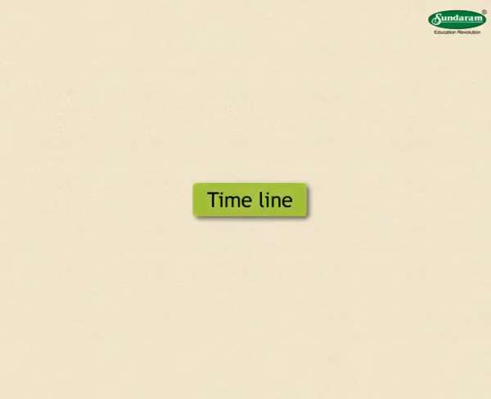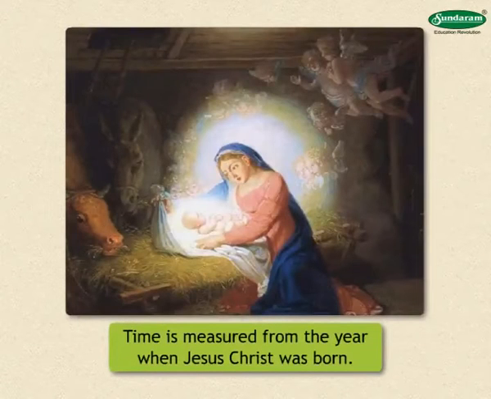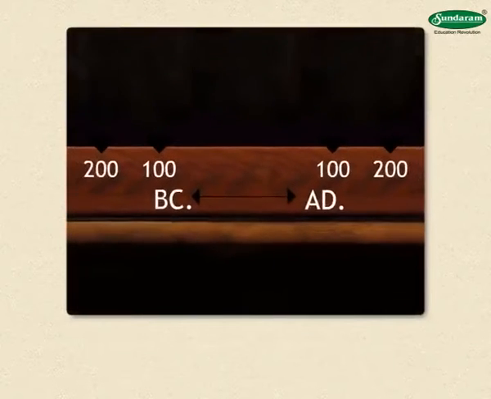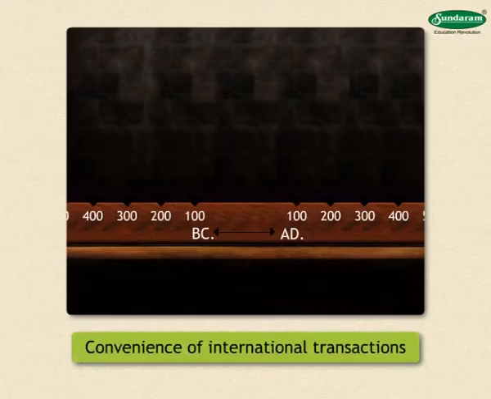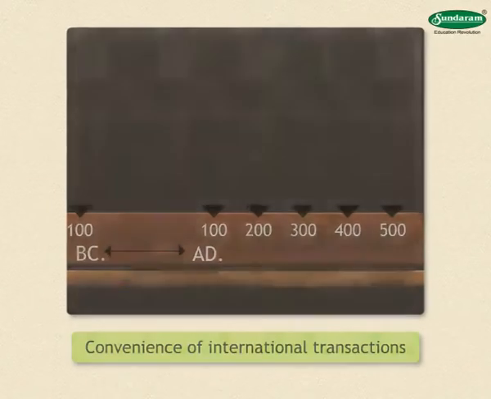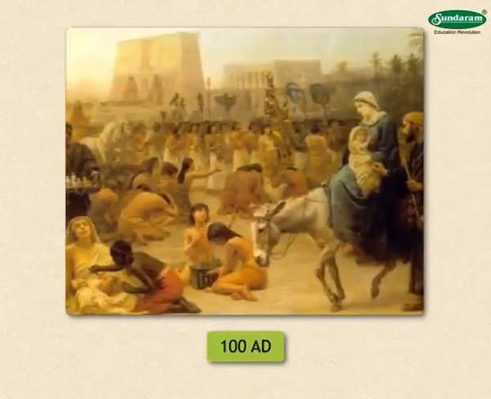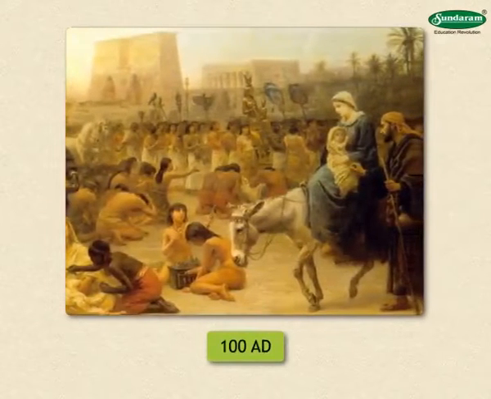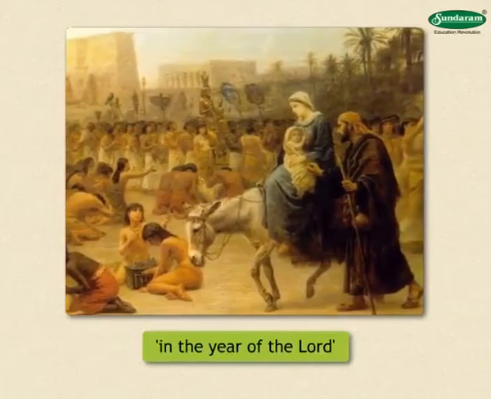Timeline. In the system commonly used today, time is measured from the year when Jesus Christ was born. This method of referring to time is now used in all parts of the world for the convenience of international transactions. What is the year of the event which took place 100 years after the birth of Jesus Christ? It is 100 AD. AD is short for Anno Domini. It means in the year of the Lord.